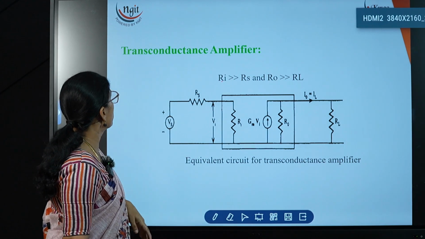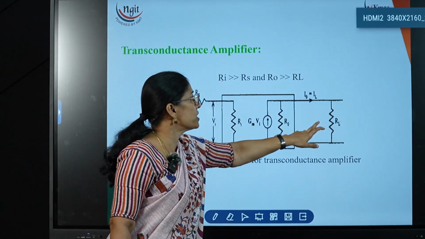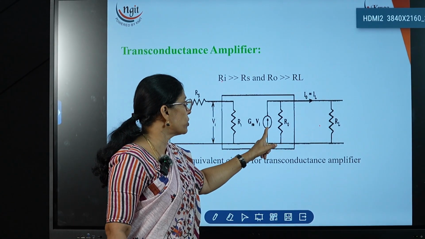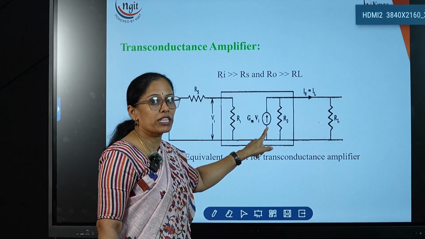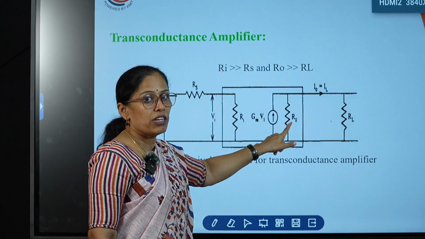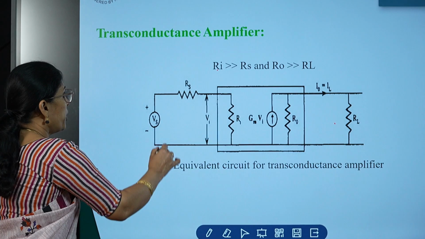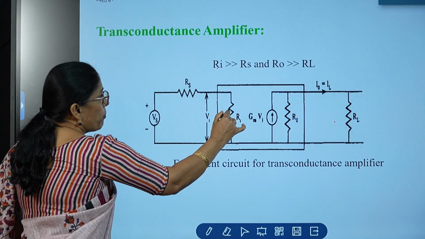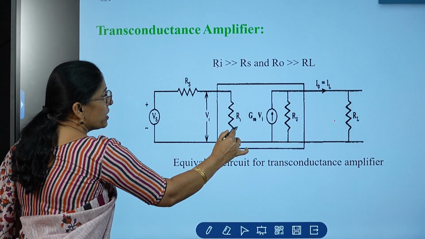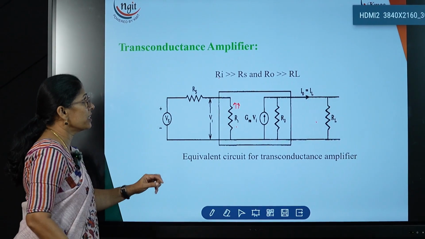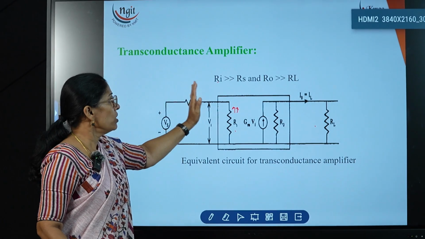Transconductance means the output is a current and the input is a voltage. So the output is a current, that's why on the output side of the amplifier we have to take the current source in parallel with the resistor. Here on the input side we are applying the voltage source. So the complete voltage should apply to the amplifier, which means this resistor value should be very, very high.